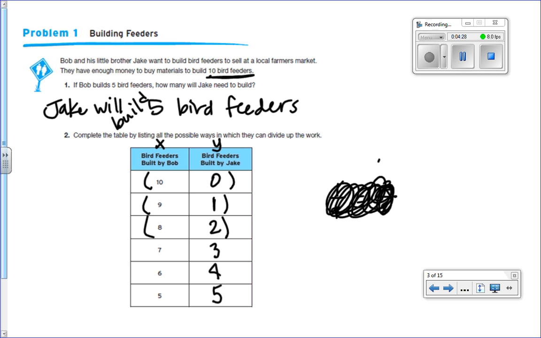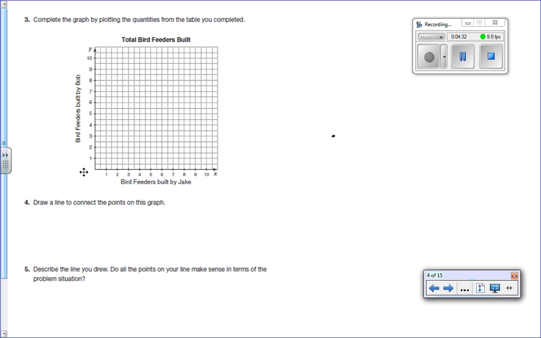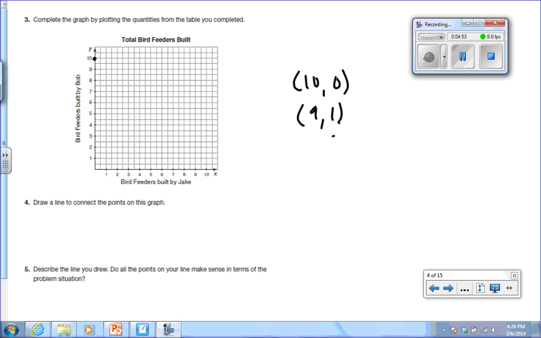If you did 2.1, this should be pretty easy for you. So our first point is up to 10, and then it says 10, 0. So I just plot that point right on the graph at the 0 line for the X. The next point was 9, 1. So I'm going to go over. Okay, so scratch that.